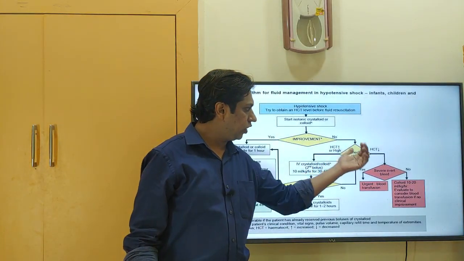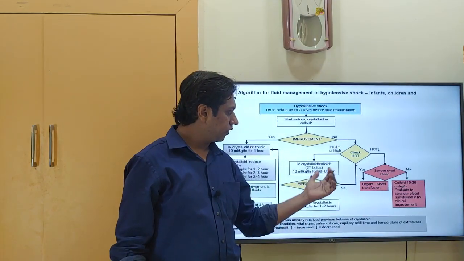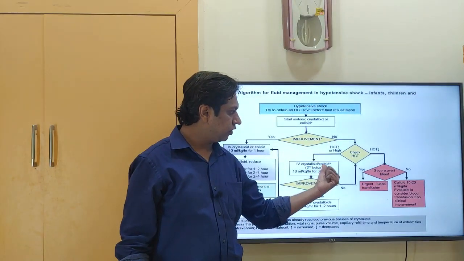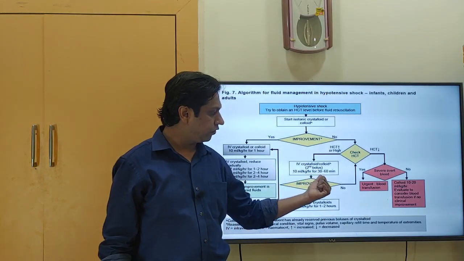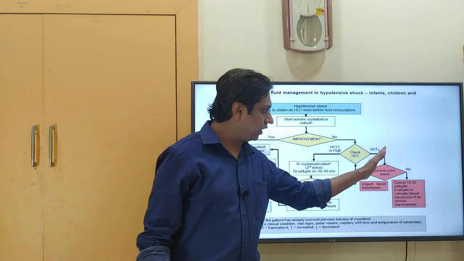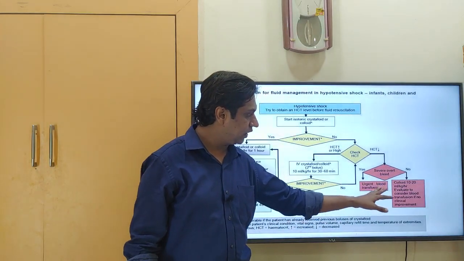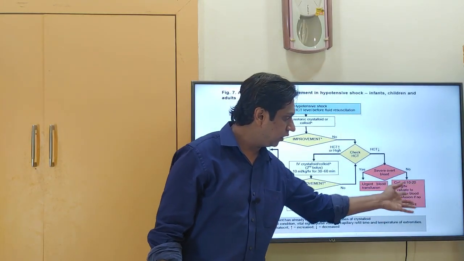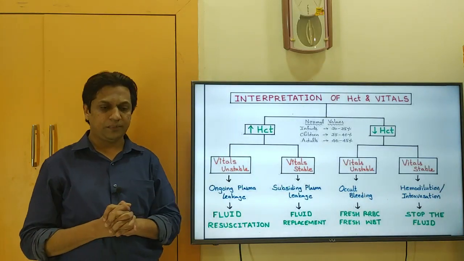But again, if there is no improvement, we have to check the hematocrit level. If the hematocrit increases, we have to give either IV crystalloids or colloids as a second bolus, 10 ml per kg per hour for 30 to 60 minutes. If there is improvement, again same protocol. And if the hematocrit is decreased, again we have to consider overt bleeding. If there is bleeding, then urgent blood transfusion. If there is no bleeding, then again we have to manage with the colloid. Okay, so this is the treatment algorithm.